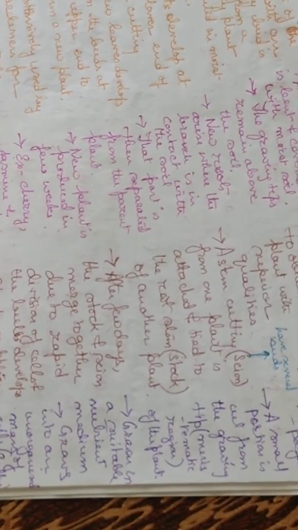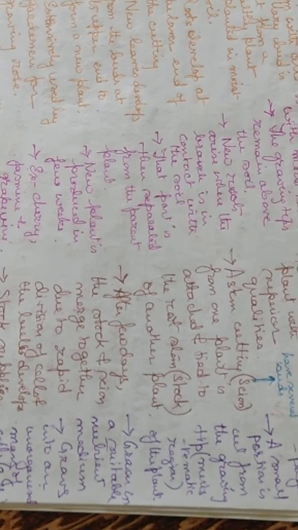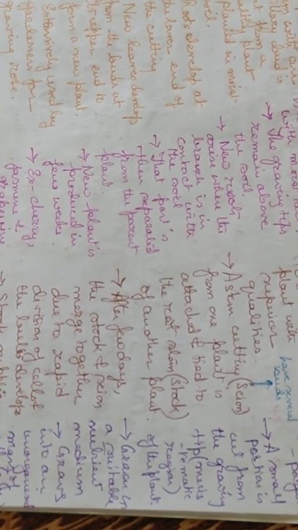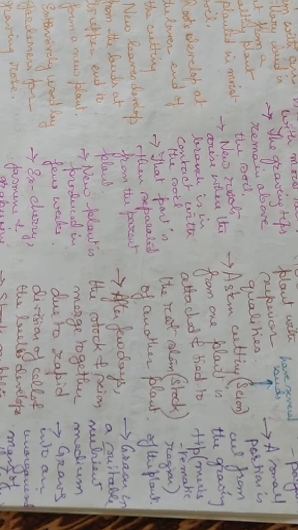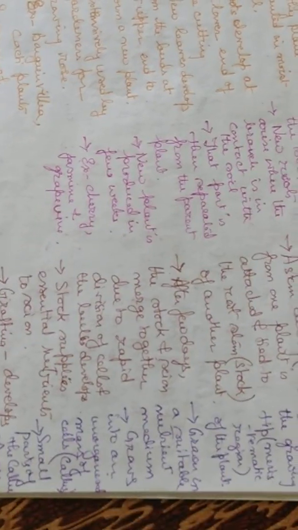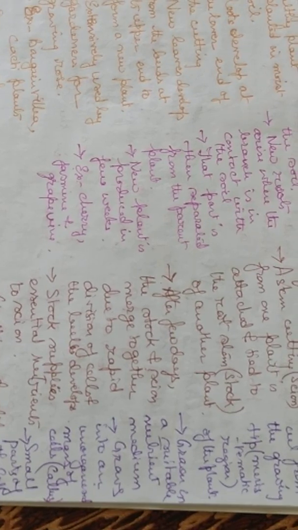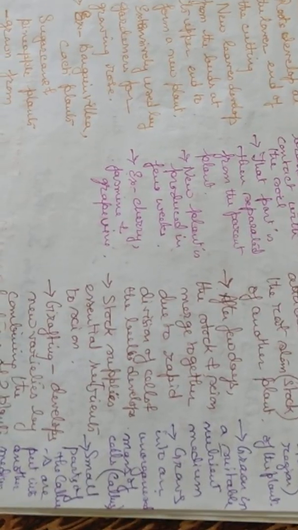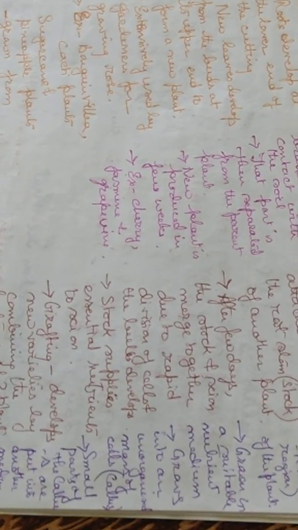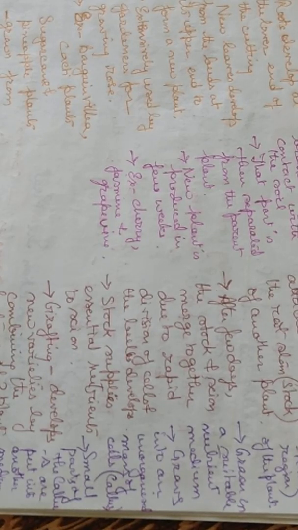After a few days, the stock and scion merge together due to rapid division of cells, and a bulge develops around the joining portion. Then the stock supplies essential nutrients to the scion. Grafting develops new varieties by combining the features of the two plants, for example rose, mango, etc.